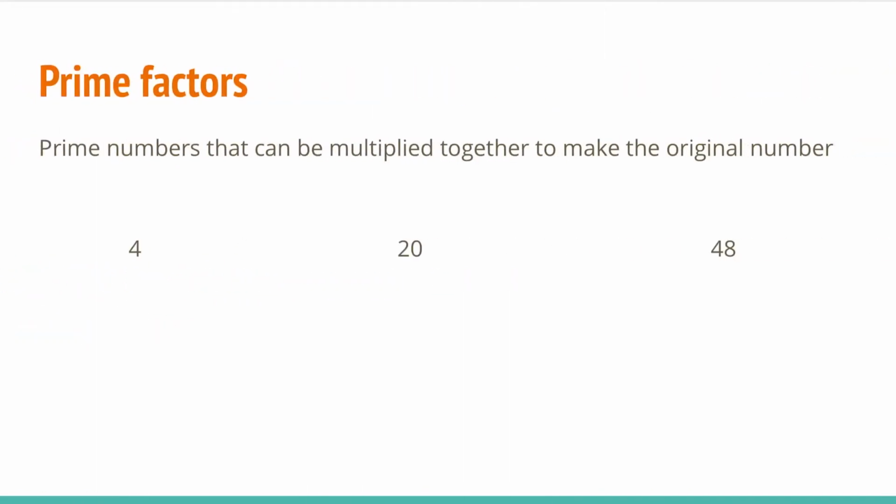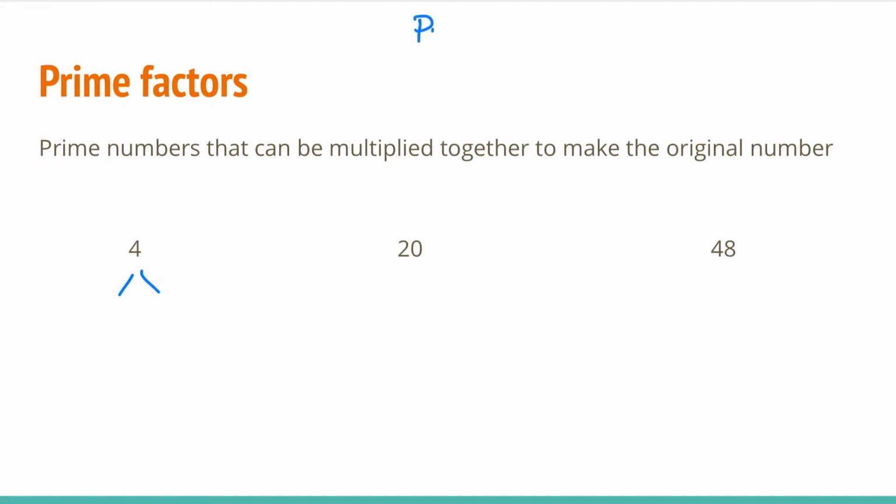Then we have the prime factors. So these are factors that are prime numbers. So we can write every number as lots of different prime numbers multiplied together. So to do this, any prime factors, we're making those factor trees. So from 4, we're saying what prime numbers times together to make 4.